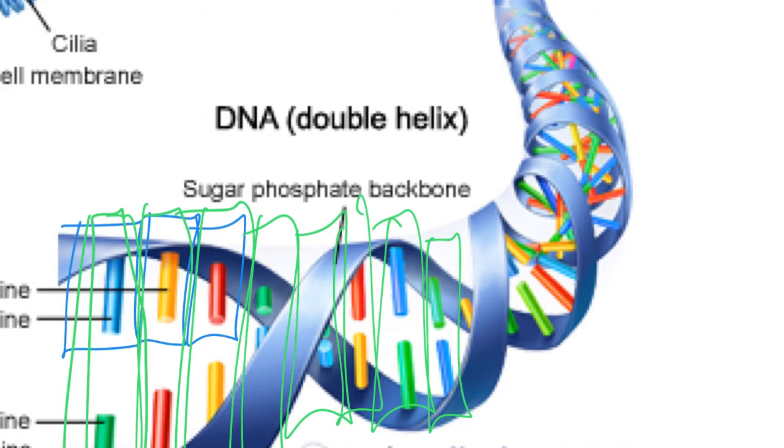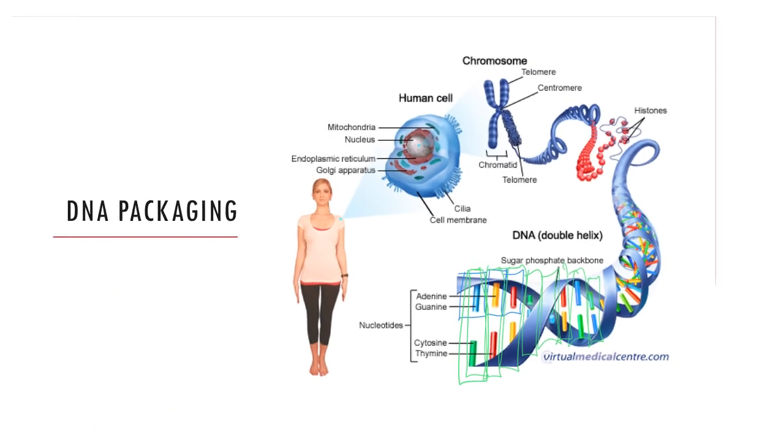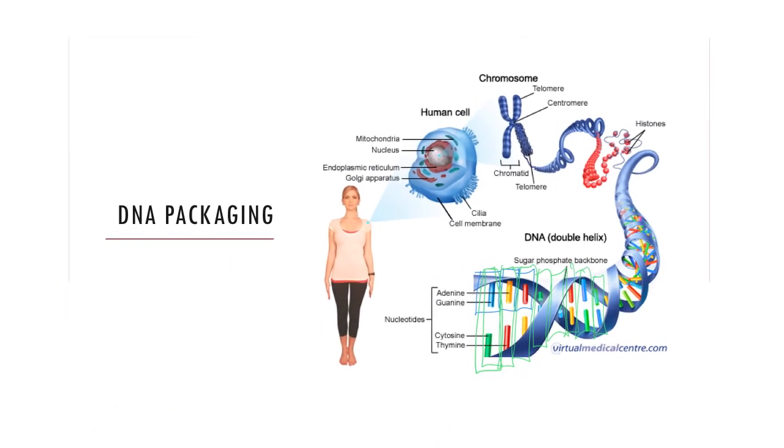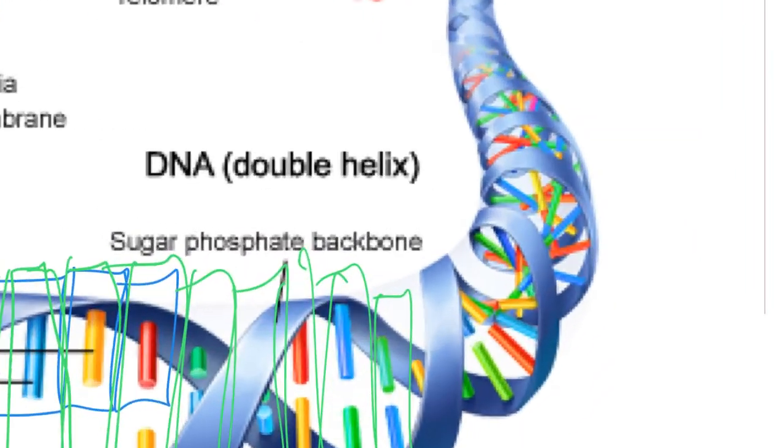There are 3 billion base pairs in your genome. That is a ton of genetic information and a ton of molecules. And to be able to pack that into every single nucleus of your body, of every cell in your body, it's got to be packed really tight. So what we're looking at here is DNA packaging. How is it that DNA fits to get inside your cells?